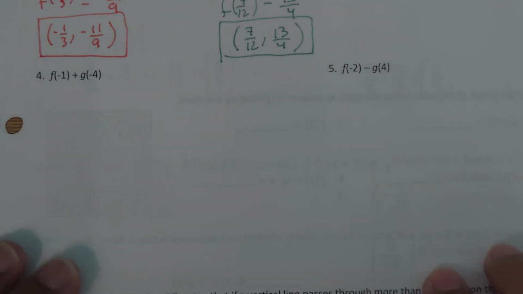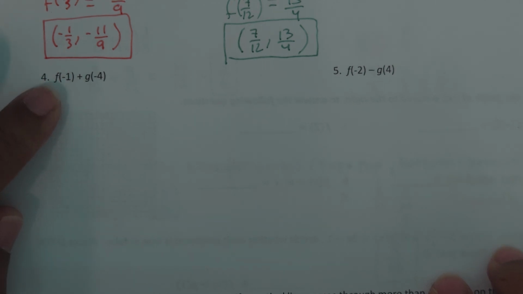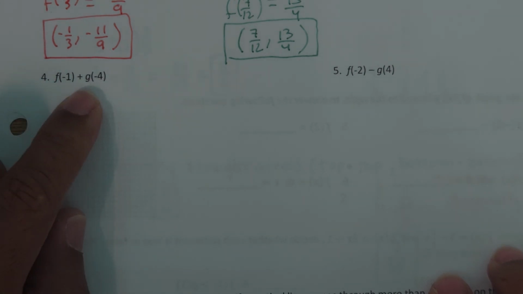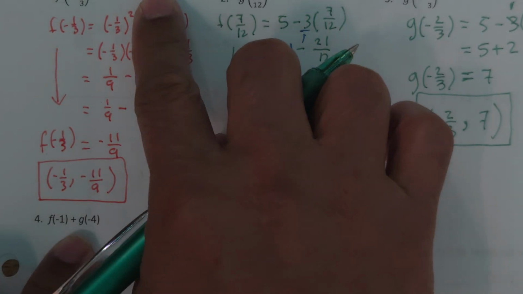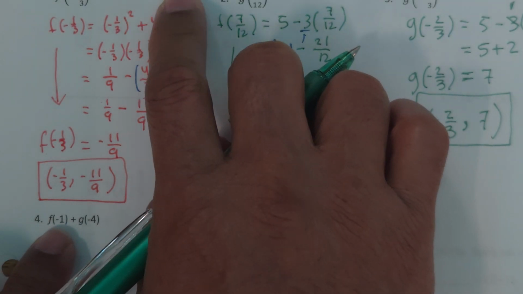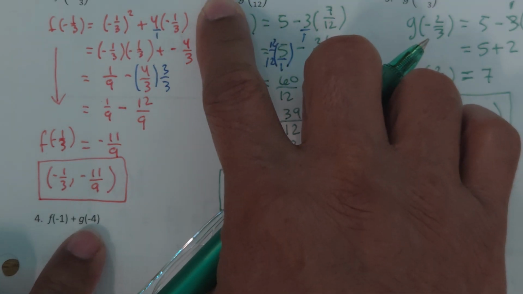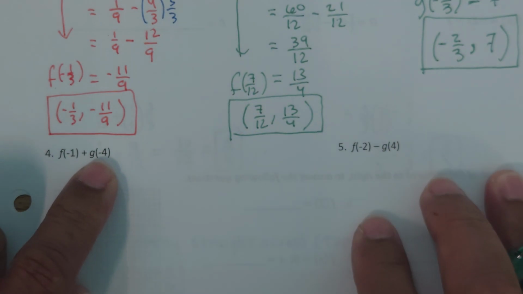So what if they give you something like this? They give you find f of negative 1 plus g of negative 4. So what you do is you go to this function, wherever you see an x, replace that x with the negative 1 squared, then multiply that by 2 times negative 1, and then go to g and replace this x with the negative 4. So that's what I'm going to do next.